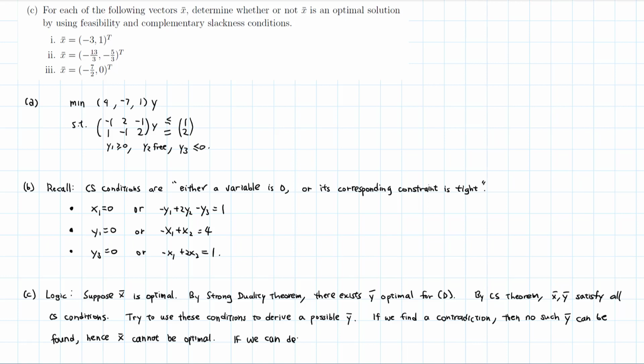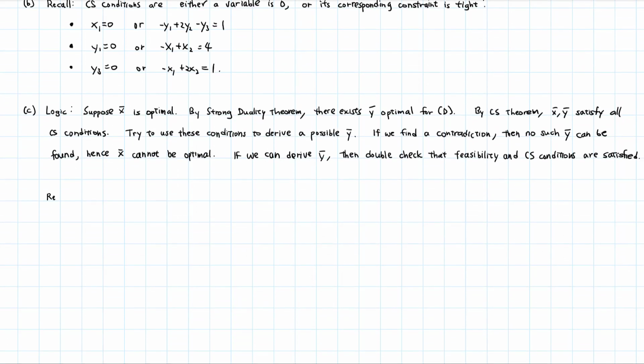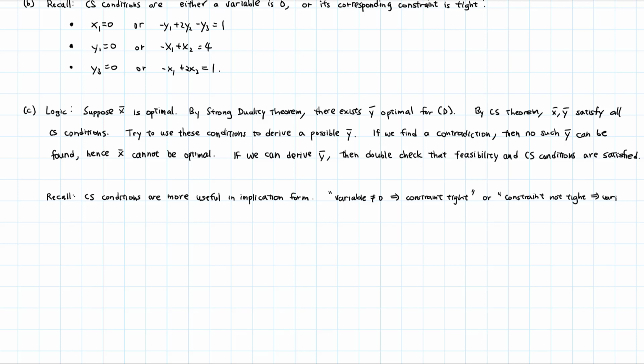If we can derive some vector y bar, then we will need to double check that feasibility and CS conditions are satisfied before concluding that both x bar and y bar are optimal. Also recall that CS conditions are more useful in implication form. That means that if a variable is not 0, that implies that the corresponding constraint is tight. Or, if a constraint is not tight, then the corresponding variable must be 0.